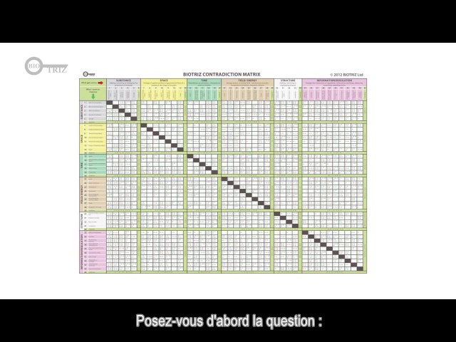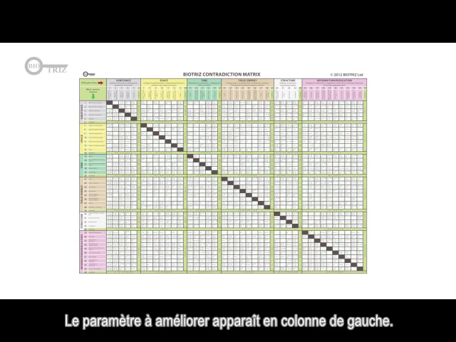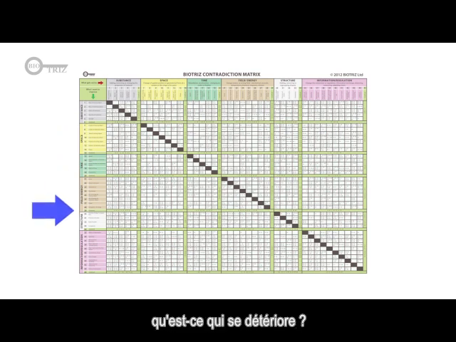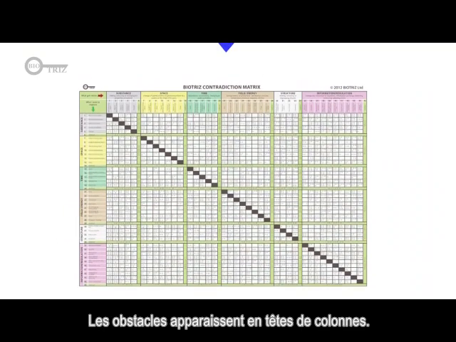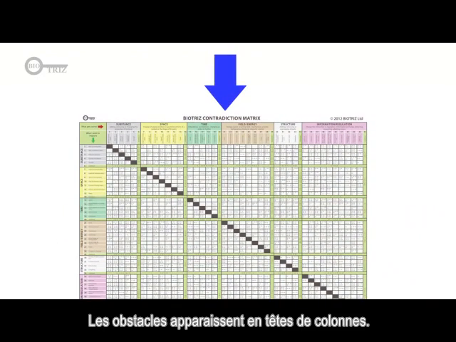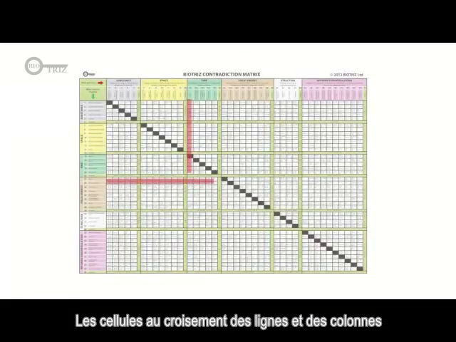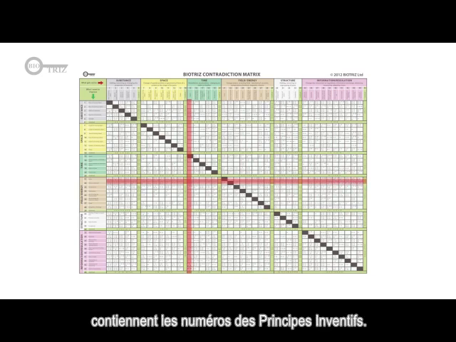First, ask yourself, what do I want to improve or achieve? The features we want to improve are presented in the rows of the contradiction matrix. Secondly, ask yourself, if I improve this parameter, what gets worse? The features that create obstacles to improvement are presented in the columns of the table. The crossings of rows and columns give us the cells with the numbers of the inventive principles. Use the inventive principles to get inspired about solution options.